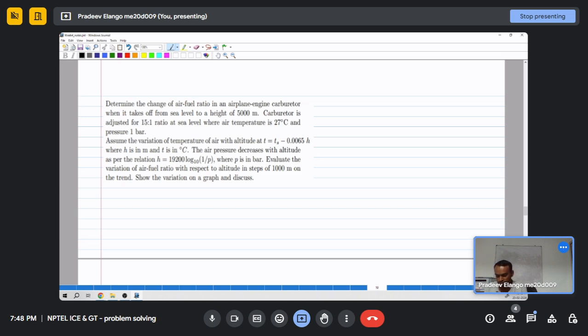So the variation of temperature with altitude is given. H is altitude.